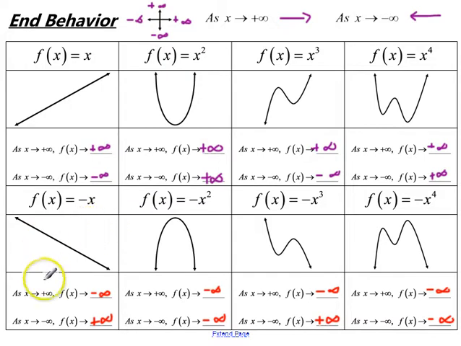So our linear function, as you approach positive infinity, this is going downwards to negative infinity. And as you approach negative infinity, our graph is going upwards towards positive infinity. Our parabola, both of our end behavior is going down towards negative infinity. And then our cubic, towards positive infinity, it goes down to negative infinity. Towards negative infinity, it goes up to positive infinity. And then our quartic function, the end behaviors, they're both going downwards to negative infinity.